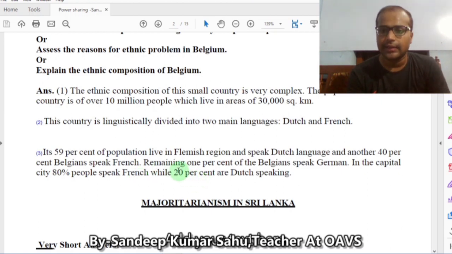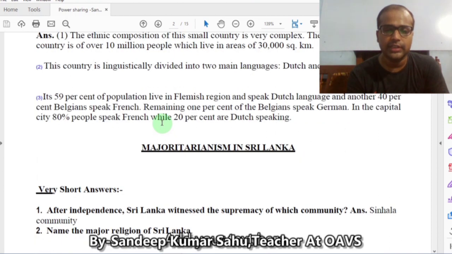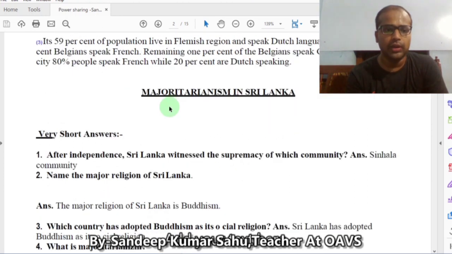So in the capital city of Brussels, the French speakers are the majority, but all over the region, meaning all over Belgium, the Dutch speakers are the majority. Now we'll come to the next topic, which is majoritarianism in Sri Lanka. So how was there majoritarianism in Sri Lanka? Now we'll go to the very short questions one by one.